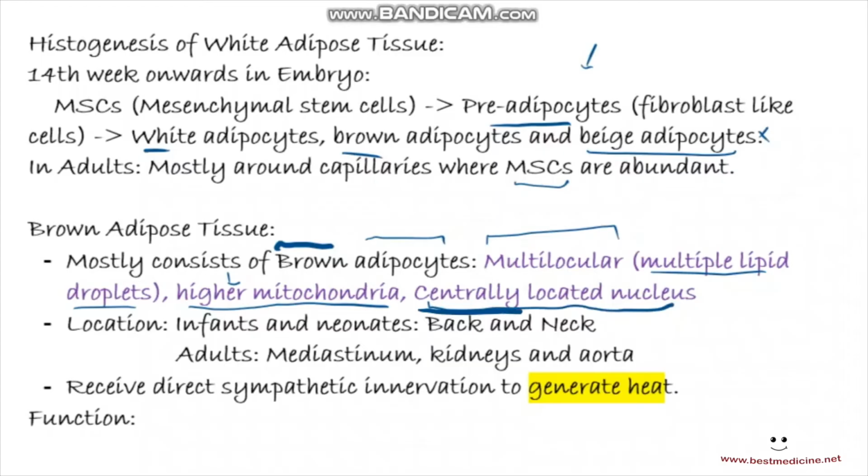Okay, they have a centrally located nucleus and not a peripherally located nucleus that is pushed to the cell surface membrane. So these are multilocular, basically meaning multiple cavities containing lipids. They have a higher number of mitochondria, and these have a centrally located nucleus. I'm going to show you an image of the brown adipose tissue, and then we are going to move on to slightly more functional things.